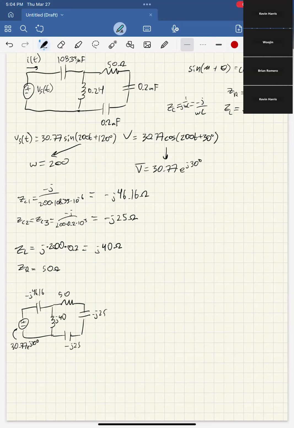So now from here, it's asking you to find this current, which for now we'll call I bar. Oh well, all right, find I of t. Okay, cool.